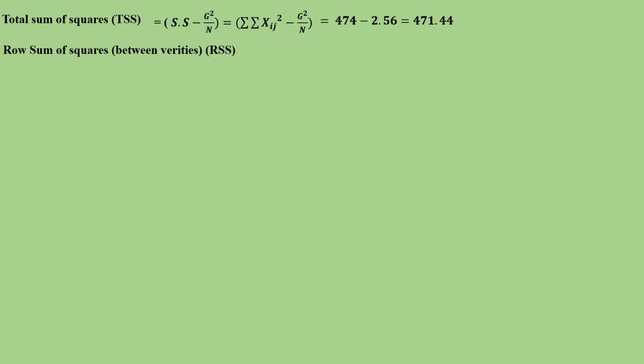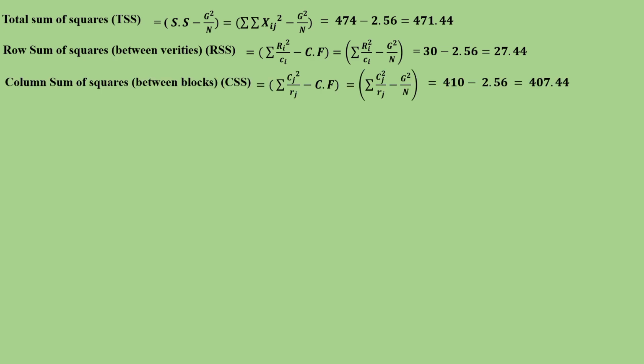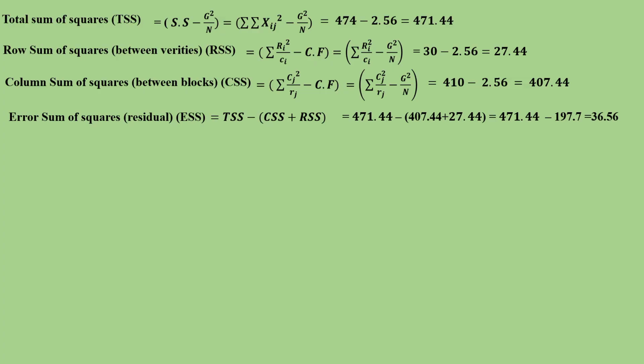So first TSS: SS minus G square by N, that is equal to 471.44. RSS is equal to 30 minus 2.56, that is 27.44. CSS is equal to 407.44. ESS is equal to TSS minus CSS plus RSS, that is equal to 36.56.